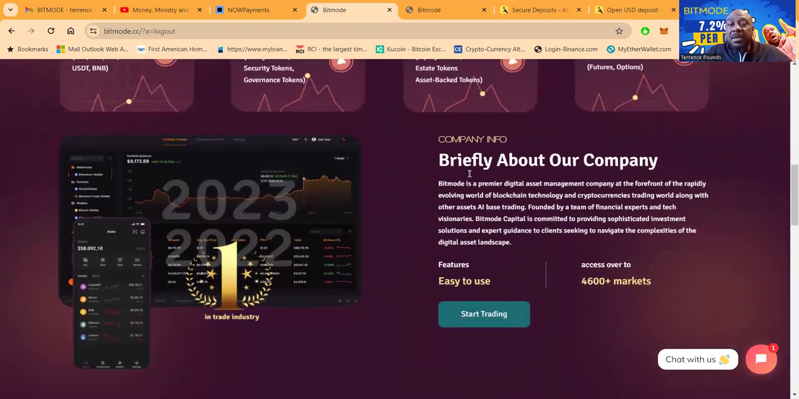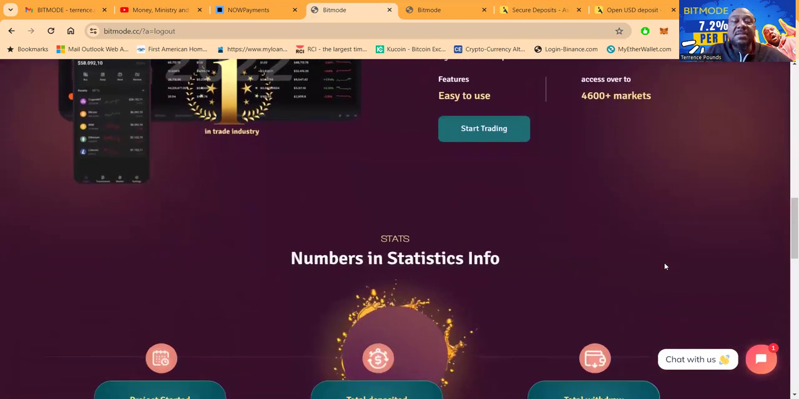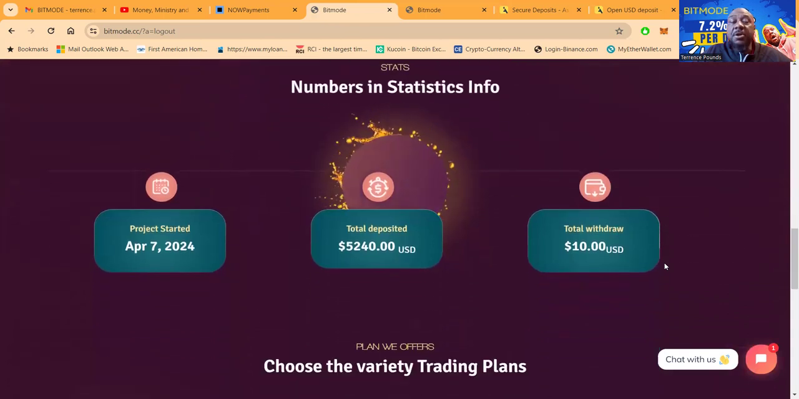Here's a little bit about the company. Now, Bitmode is a premier digital asset management company at the forefront of the rapidly evolving world of blockchain technology and cryptocurrency trading, along with other assets, AI-based trading. Founded by a team of financial experts and tech visionaries, Bitmode Capital is committed to providing sophisticated investment solutions and expert guidance to clients seeking to navigate the complexities of the digital asset landscape. Easy to use, folks. Access to over 4,600 markets.